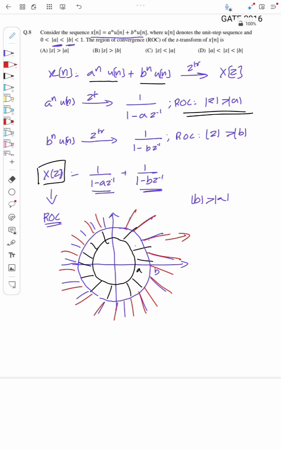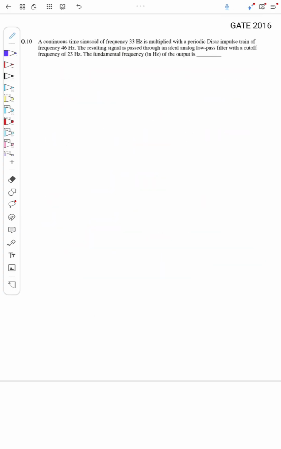And what is this ROC? The ROC is mod z greater than mod b, right? Which means the ROC of X(z) is mod z greater than mod b. So the answer is B. Yeah, so this is a question from K2016.